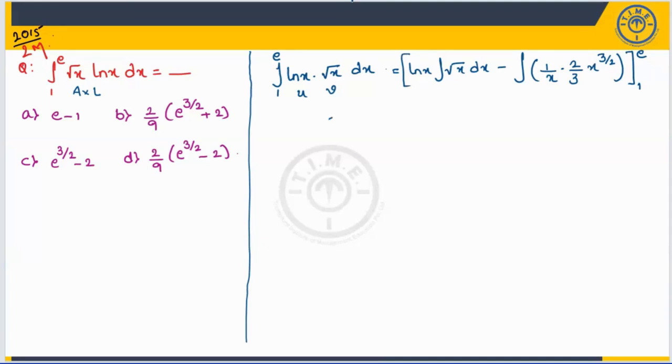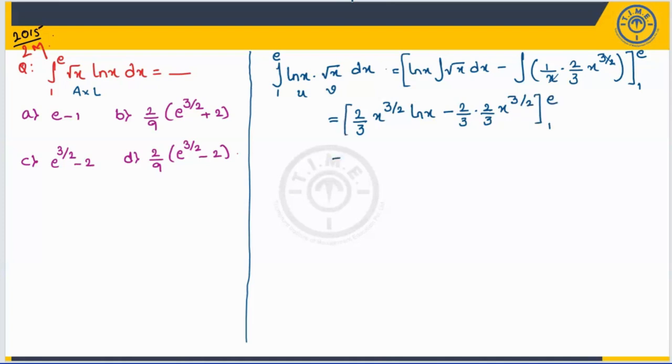And again, if you integrate, that is 2 by 3 x to the power 3 by 2 log x minus 3 by 2 by x, or x to the power 3 by 2 by x to the power 1, that is x to the power 1 by 2. So x to the power 1 by 2, again its integral is 2 by 3 x to the power 3 by 2. And the limits are from 1 to e.